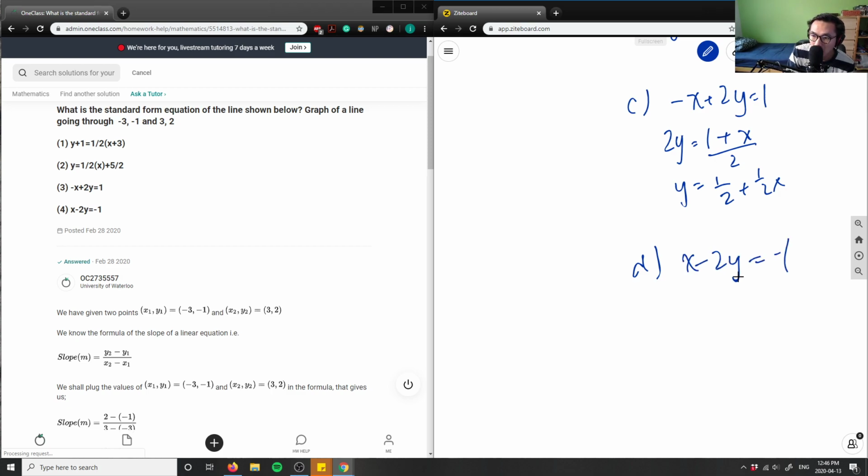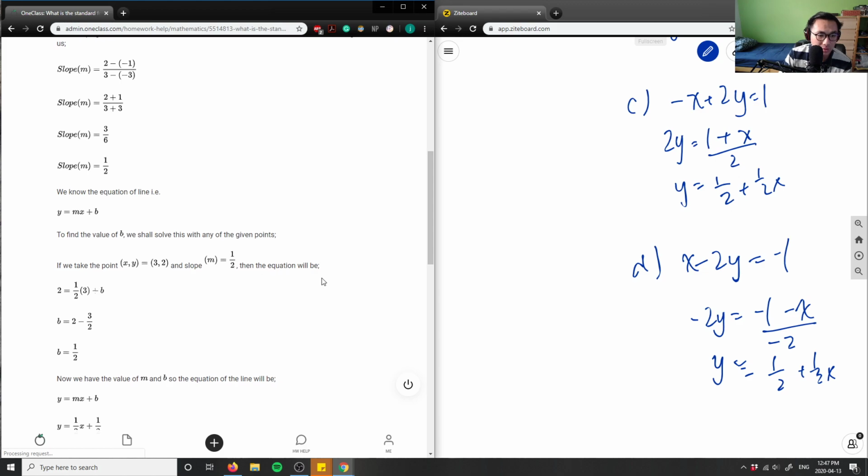Again, I'm isolating for my y, right? So I have negative 2y equals negative 1 minus x, sorry. I'm subtracting x from both sides. And then I would divide everything by negative 2, right? So if it's divided by negative 2, I would get a half. This would also be plus half x. Again, these two are also the same, right? So this is kind of odd here.